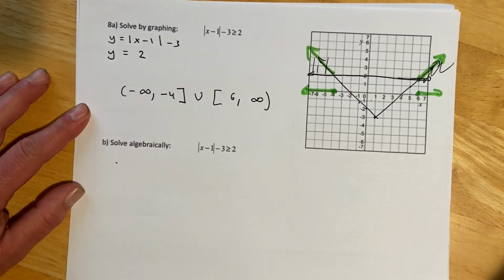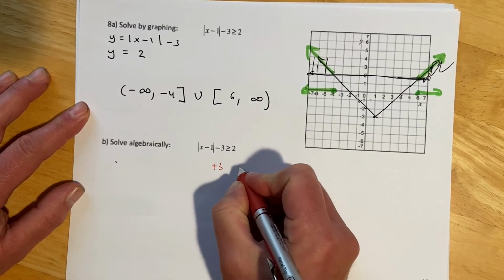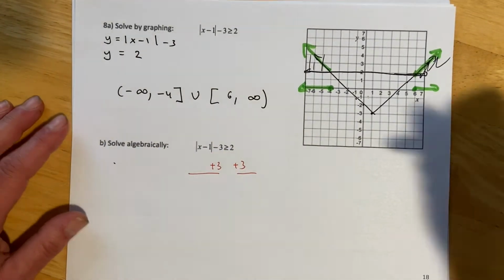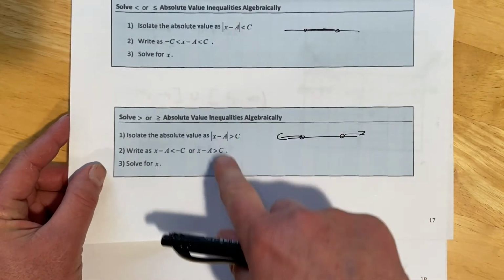So we're going to do that same exact thing here. Oops, before we do that, sorry. The thing we've got to do first is add the 3. So we always want to isolate that absolute value before we start splitting stuff up. So we want to get it down to one of those two forms there.